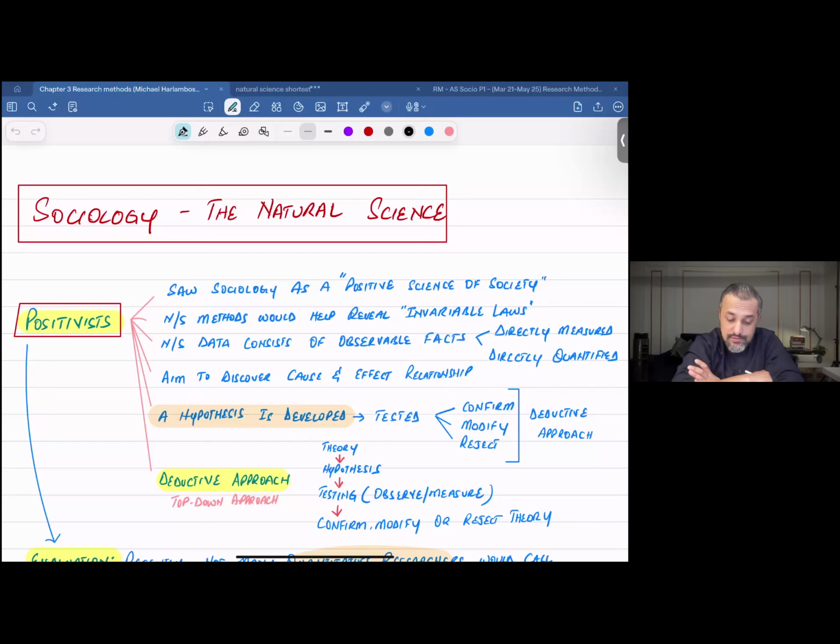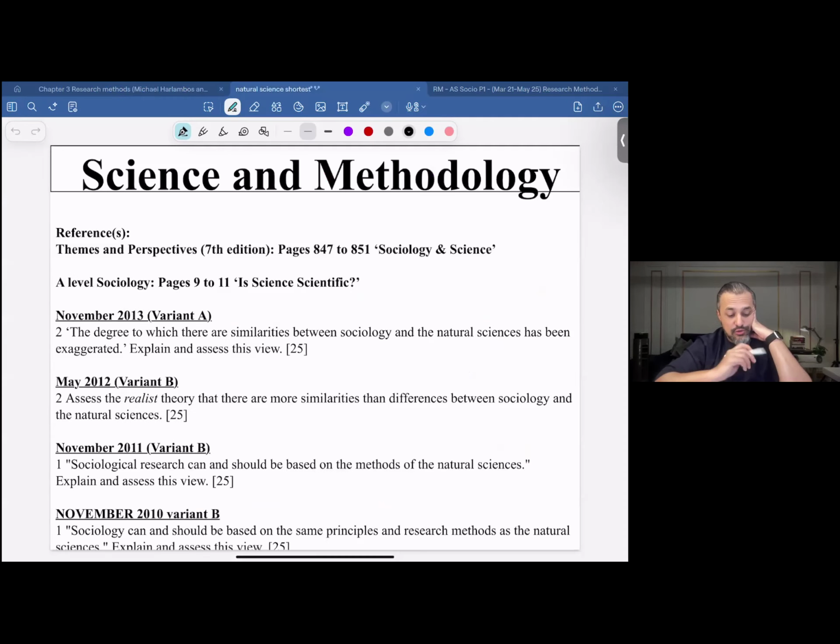Now, the question again: is it possible that we could use the methods that are used in natural sciences for sociological research? That is one factor, possibility. And number two, the second factor that we need to take into account over here is desirability. Is it possible, or is it desirable? क्या ये possible है या क्या ये desirable है कि natural science methods को sociological researches के लिए use किया जाए?